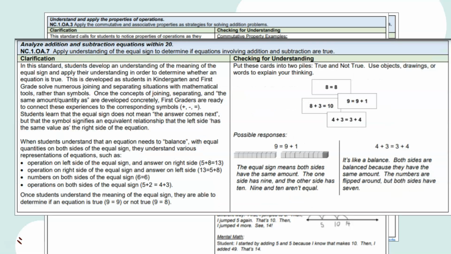In OA7, students need to understand that the equal sign means balance and not necessarily the answer comes next. This is such an important foundational idea and foundational work for future grade levels. If students can understand the idea of equal quantities on either side of the equation, the symbols have more meaning. Students will need a lot of practice with this idea, talking about true and not true, or true and false. Number balances are great tools. If you don't have a physical one, you can use a virtual number balance too.